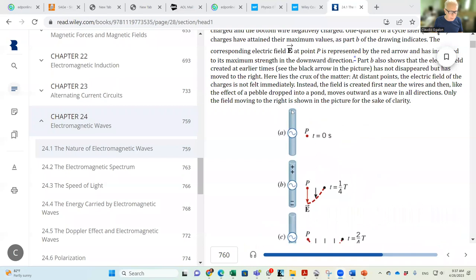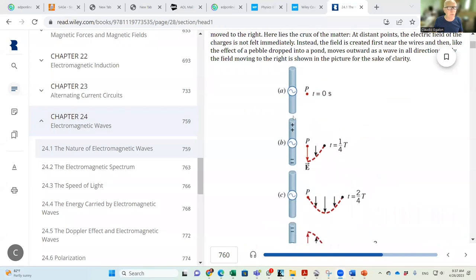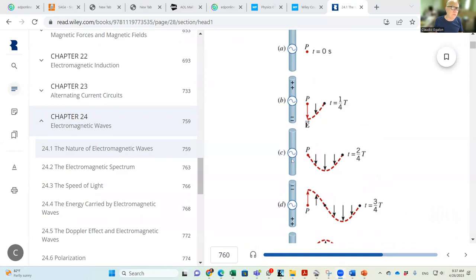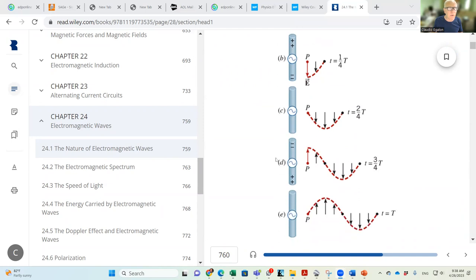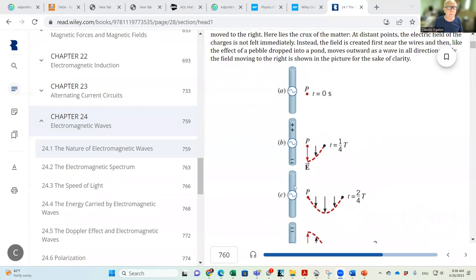It starts at neutral, then becomes maximum charge at the end, with positive and opposite charges at the ends of the wire. Then the current moves in the other direction, and it's going to become electrically neutral at the tips, and so on. Okay. What's happening here?